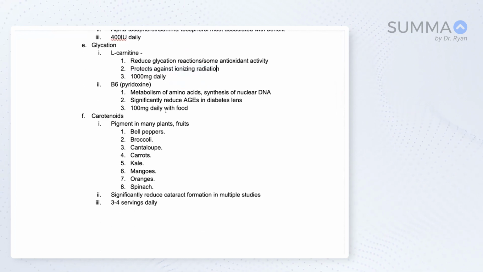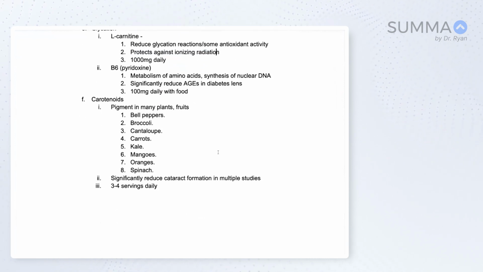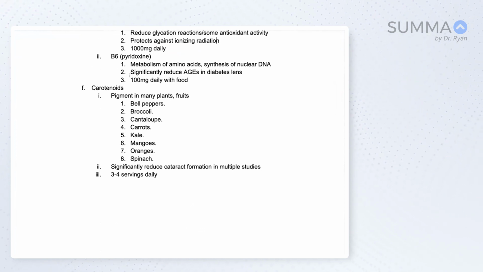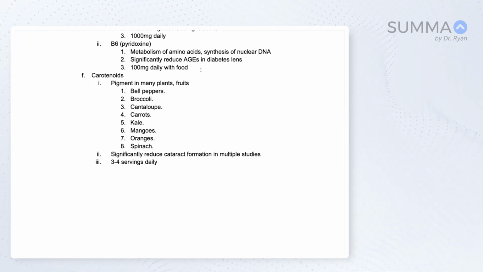And then a particular B vitamin, B6 or pyridoxine, which is very important in metabolism of amino acids and synthesis of nuclear DNA within the nucleus. This has been shown to significantly reduce advanced glycation end products in the lens of patients that have diabetes. Taking 100 milligrams daily with food is what's recommended.